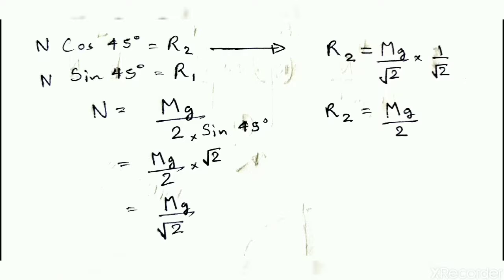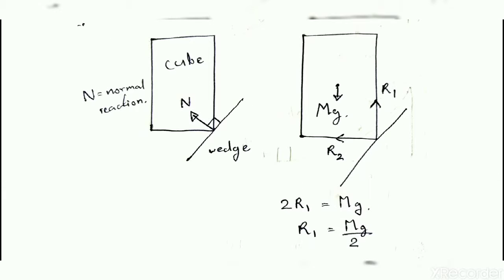R2 will also be mg divided by 2. Those are very simple equations you can get from adding those two equations. You know that sin 45 and cos 45 are equal, and that is 1 over root 2. So R2 was found. Then in this picture, as shown in this figure, I have taken the R1 and R2 forces.